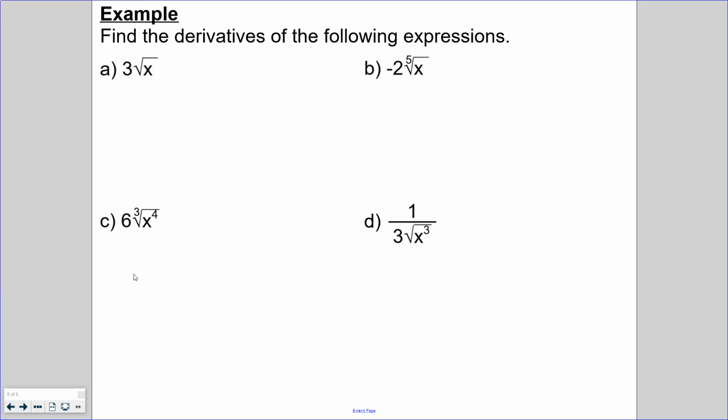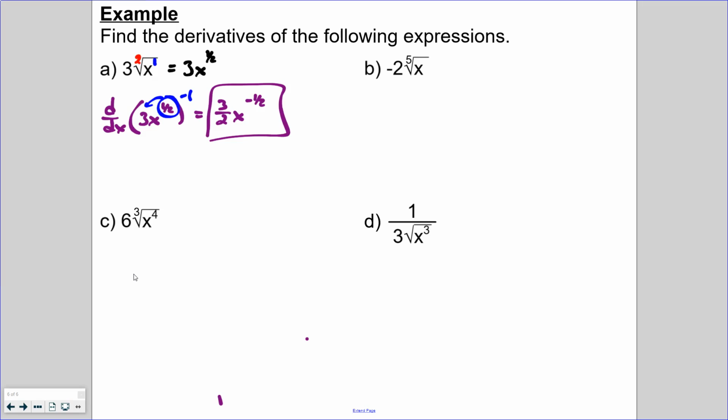So let's see, we have the square root of x. That means we have a power of 1 on the inside and a root of 2 on the outside for square root. So therefore, 3 times the square root of x can be rewritten as 3 times x raised to the 1/2 power. And then from here we can take the derivative, d dx of 3x to the 1/2 power. And then we can use the power rule, which is going to give us 3/2 x to the negative 1/2 power as the derivative of 3 times the square root of x.